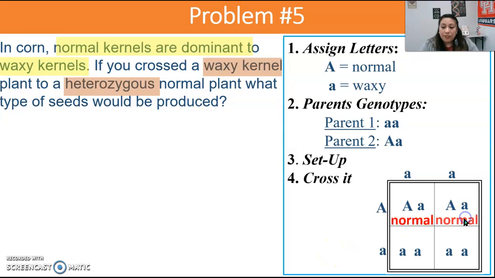Now, the same for this one. It has a dominant allele. This one only has recessive alleles, so I know that's going to be waxy, and so is the next one.